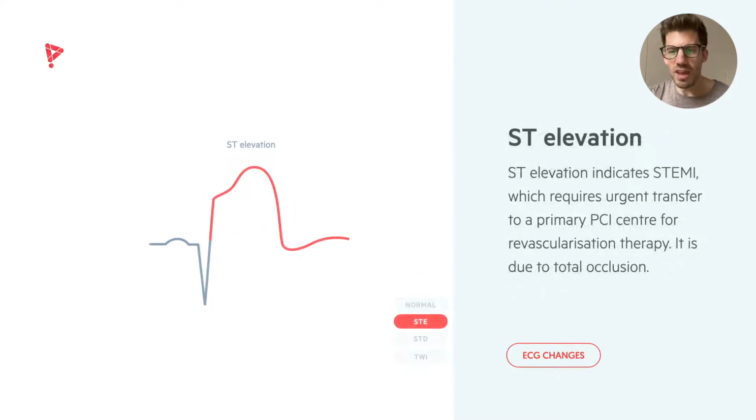So ST elevation, which is a rise in the ST segment above the isoelectric line, indicates a STEMI, which requires urgent transfer to a primary PCI centre for revascularization therapy. It's due to total occlusion of a vessel, which needs to be unblocked.